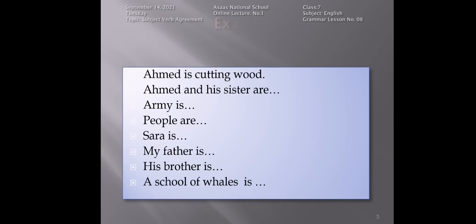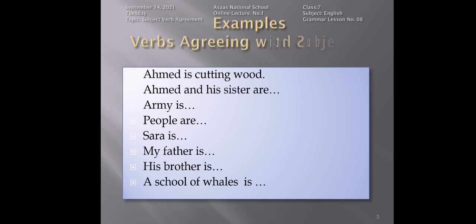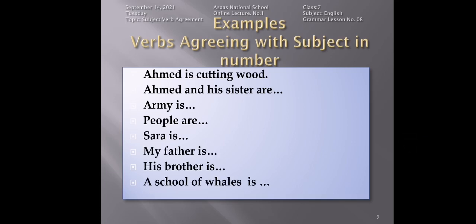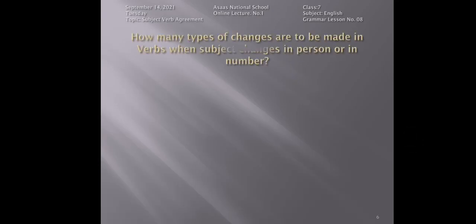Here are some examples of subject in number. Ahmed is one, so the S form of the verb will be used. Ahmed is the correct word. Ahmed and his sister, now they are plural, so are will be the correct one. Army is a collective noun, and we are talking about one army, so army is. People are. Sarah is, my father is, his brother is, a school of whales is. Here we are talking about a group of whales, that means there is only one group of whales we are talking about.